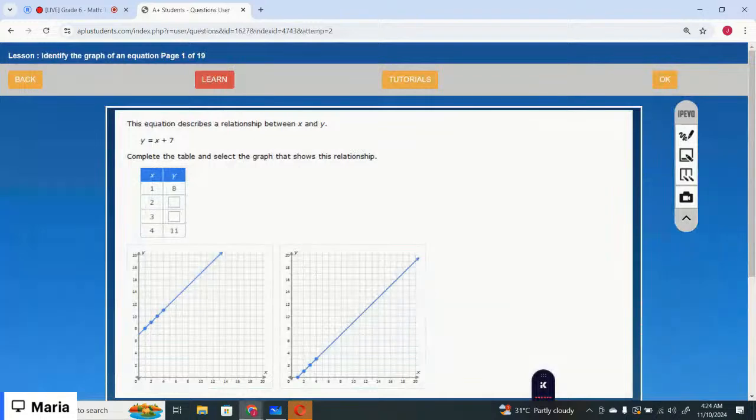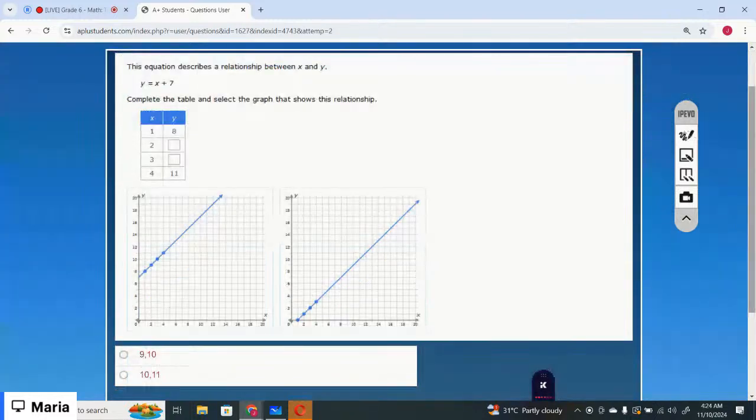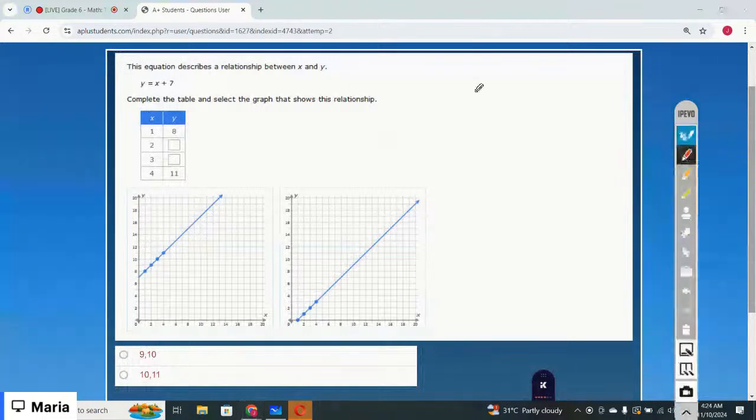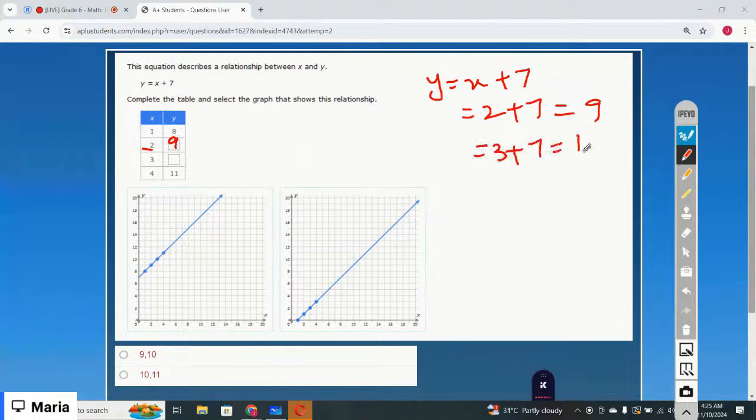This equation describes the relationship between x and y. Complete the table and select the graph that shows the relationship. Okay, so first the equation is y equals x plus 7. So x is 2, y equals 2 plus 7, that is 9. Then you have x equals 3, so 3 plus 7 equals 10. Now match this table of values with the graph.